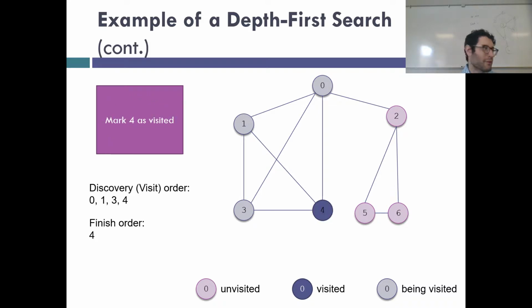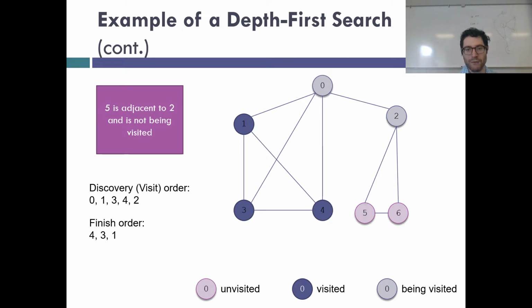So let's backtrack to 3. And 3 goes, well, I'm done because I can't go anywhere else. 1 goes, I'm done because I can't go anywhere new from here. So we backtrack all the way to 0 and go, well, we actually have another option. We went to 1. Well, we can now go to 2.